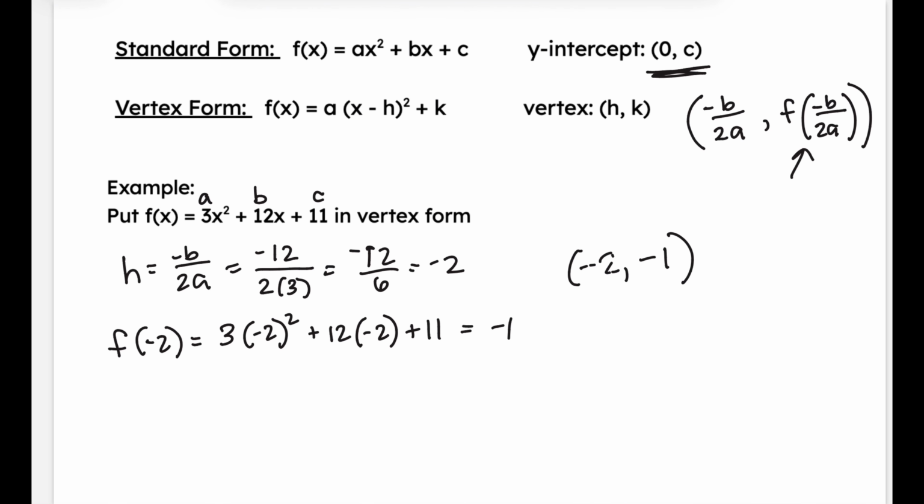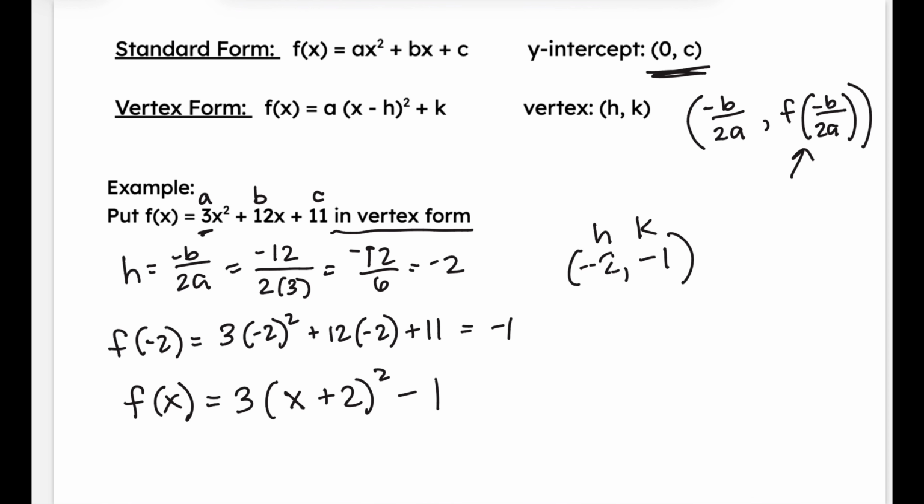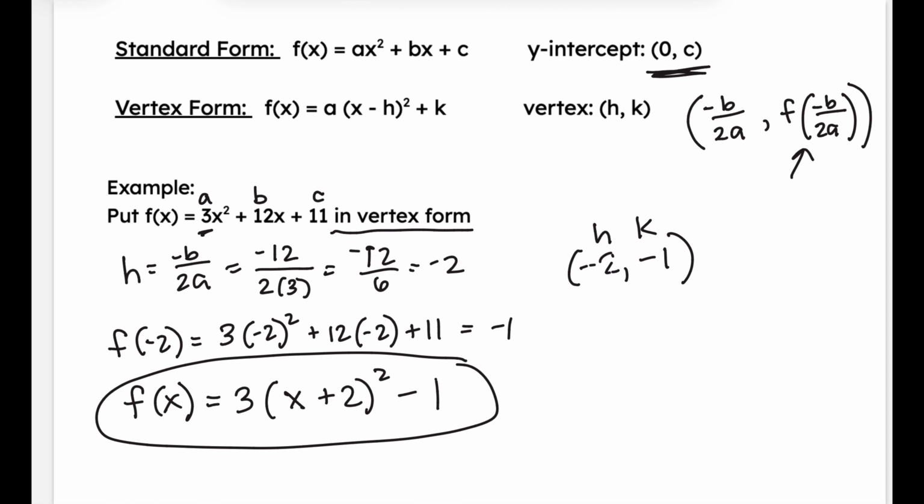And so then it asks me to put it into vertex form. If I'm going to write this in vertex form, I would take f of x equals, my a value stays the same, so it's still 3. Then it's going to be x minus h. Remember, this is my h and this is my k. So it'd be x plus 2 squared minus 1. So that would be my vertex form of that equation from standard form.